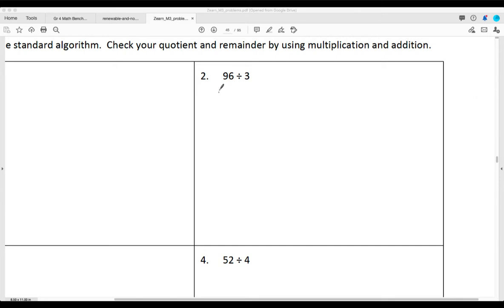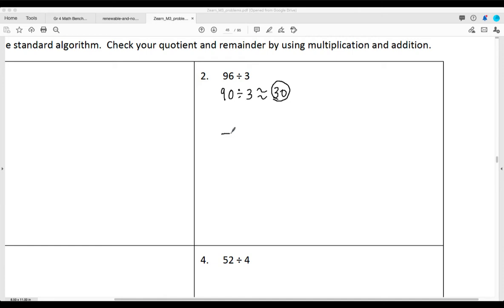I'm going to estimate this real quick. I'm going to use the friendly number of 90 divided by 3 because that's pretty easy to do. You should be able to do that mentally. 90 divided by 3 should be 30. And it's always a good idea to check this, just work backwards with multiplication. 30 times 3 is 90. So 90 divided by 3 is 30. So here's my estimation, 30.